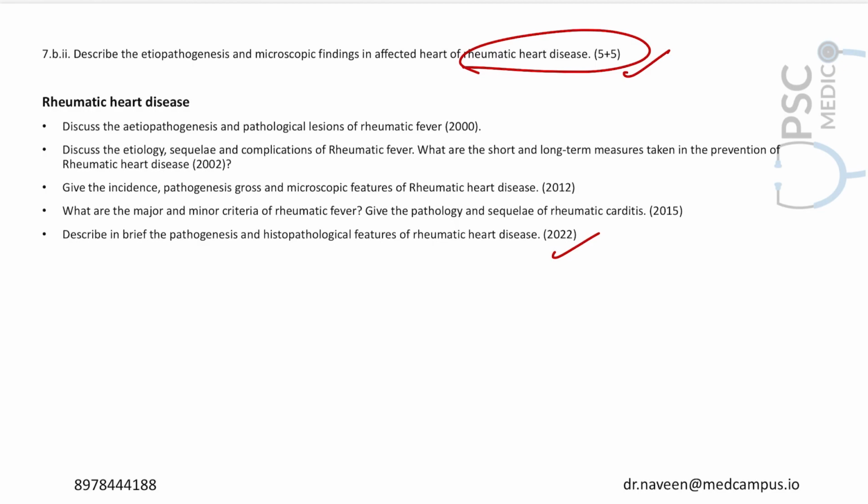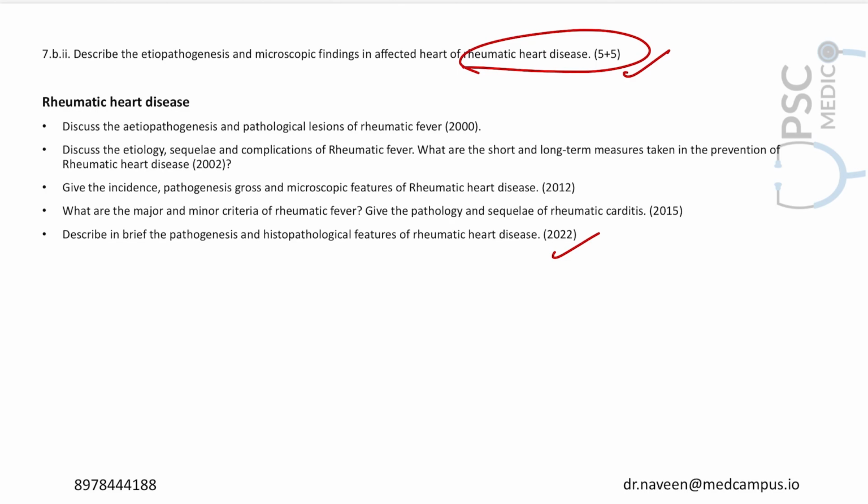Pathologists will love to ask you questions on rheumatic heart disease because in pathology labs they do have these gross and microscopic specimens to teach the students. But as clinical doctors, we're not seeing many RHD cases now. More of congenital heart disease cases and ischemic diseases we see, not rheumatic heart disease cases.